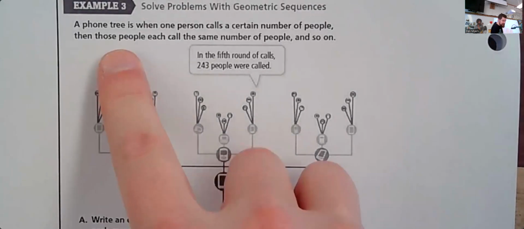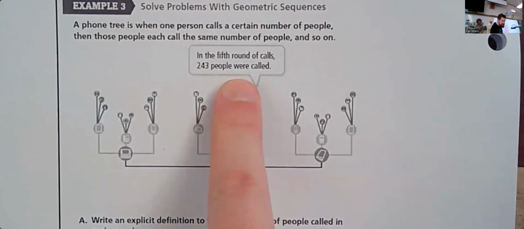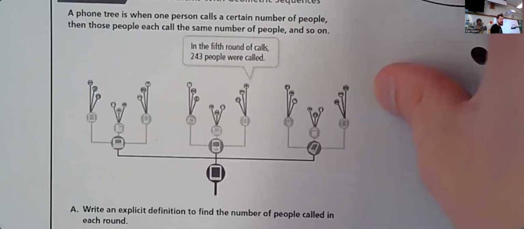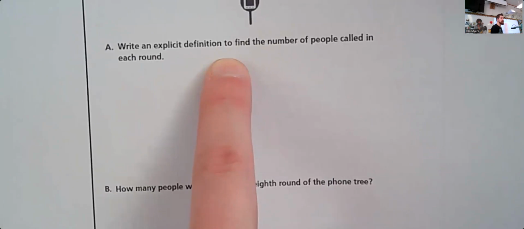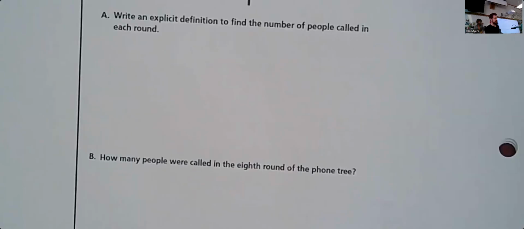So it says in the fifth round of calls, 243 people were called. So that was round 5. 243 people were called. Write an explicit definition to find the number of people called in each round. So, does anybody have any thoughts on what we might be able to do for this particular problem?